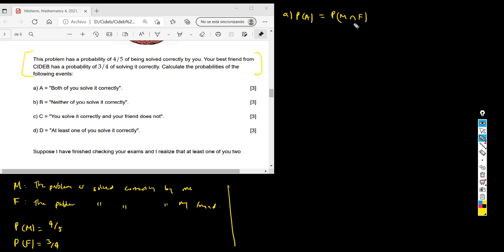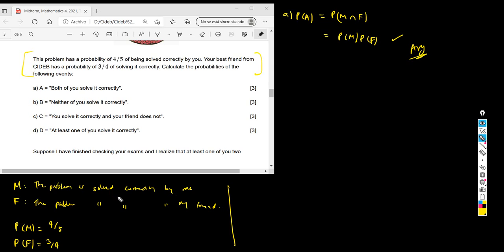Now, how do I solve this? This is the probability of an intersection. Can I make use of this formula? Can I say that this is equal to this, the multiplication of each probability? In this case, yes, I can. And I have an argument. What is the argument? The argument is that these two events, guys, are independent.